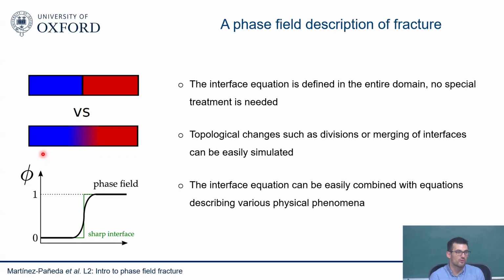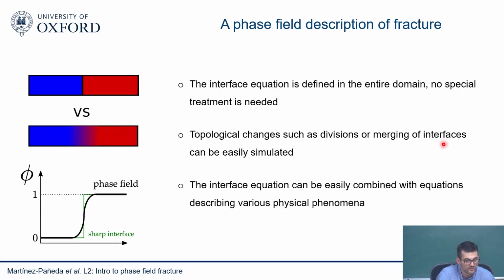Three that I always like to emphasize. First, the interface equation is defined in the entire domain, so there's no need for any special treatment. Think of, for example, if you need to do moving boundary conditions. The interface is moving, you need to apply boundary conditions at your interface. That's a mess. You need to figure out where it is. Here, the phase field is being solved in the entire domain. At some point, it will be 1. At some point, it will be 0. You know where your interface lies.